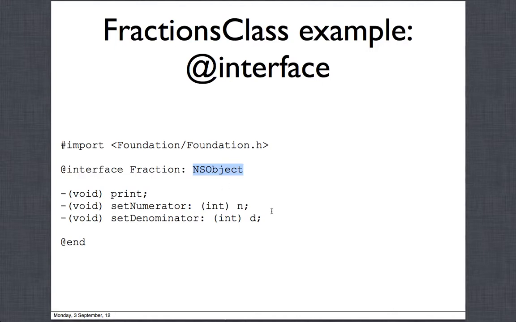We don't declare any variables here. And we just declare three instance methods. A print method that doesn't return anything. It will print the actual fraction on the screen. And setNumerator and setDenominator. They will take an integer and assign those integers to the numerator and the denominator of our fraction, respectively.